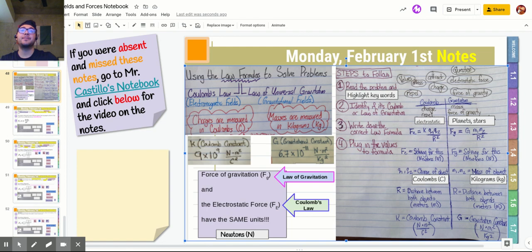So remember, 4 steps. Read the problem and highlight keywords. Identify if it's Coulomb or law of gravitation. Step 3, write down the correct law formula. And the final step for now, plug in the values to the formula. We're not solving the actual problem. We're not going to actually do the math. For now, we're just plugging in and making sure the variables are in the correct sections. We're not solving for the problem yet. That's maybe until tomorrow, hopefully.